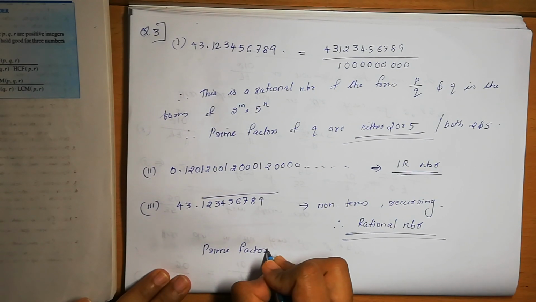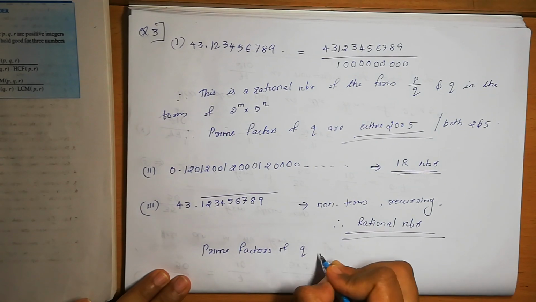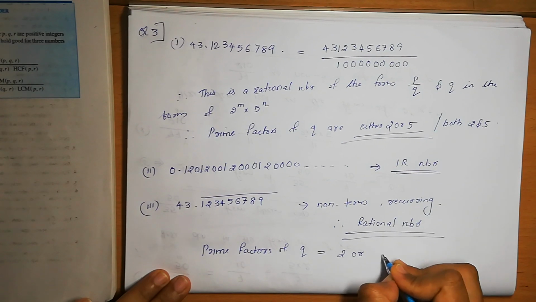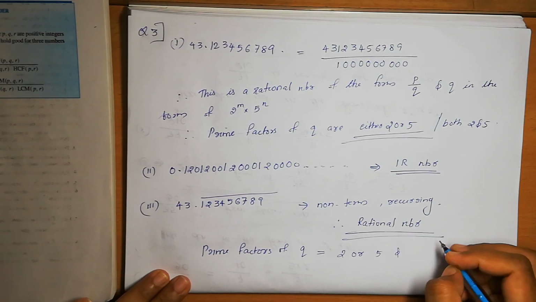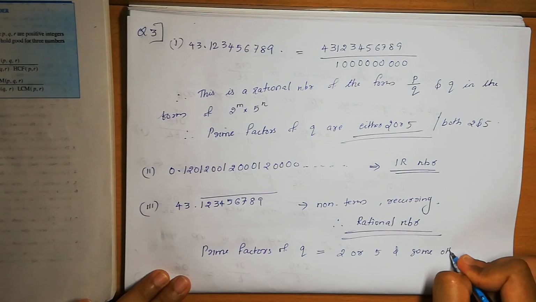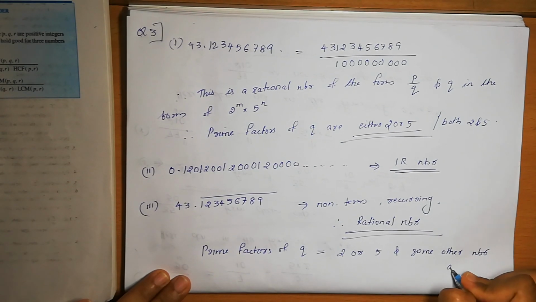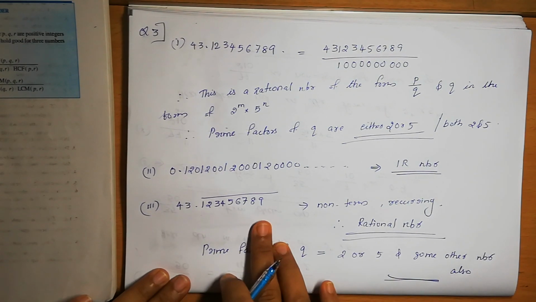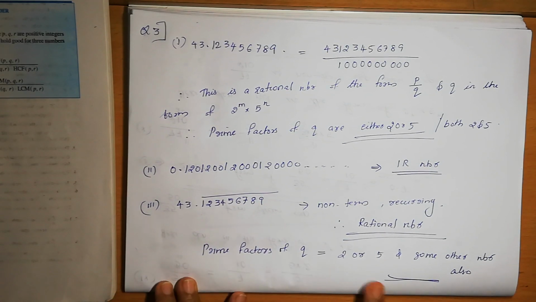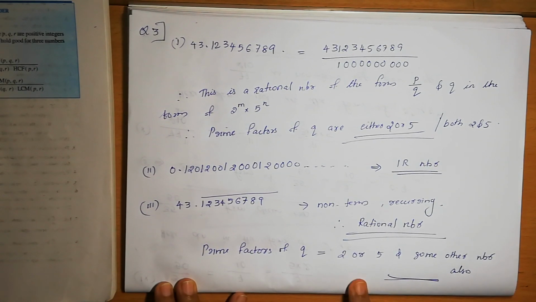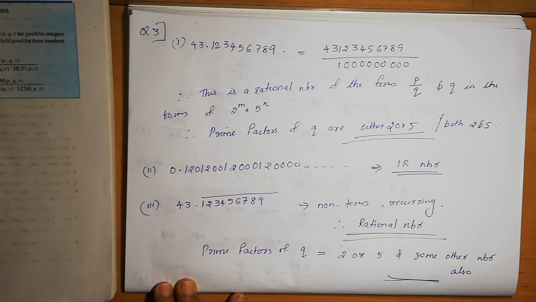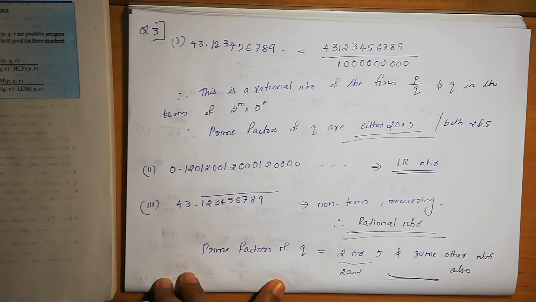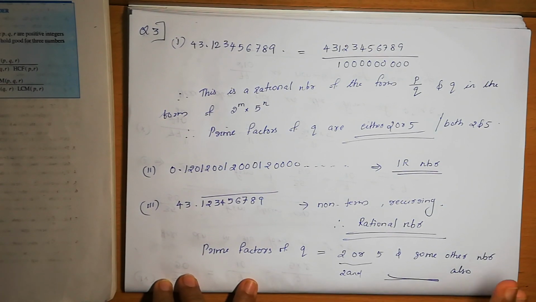Prime factors of q. Q means either 2 or 5 or 2 and 5 and some other number also. If it is only 2 and 5, it becomes terminating. Correct. It will end. So since it is repeating, the prime factors are 2 or 5 or both 2 and 5 and some other number. Otherwise we can write 2 and 5 and some other numbers are the prime factors of q. Clear?